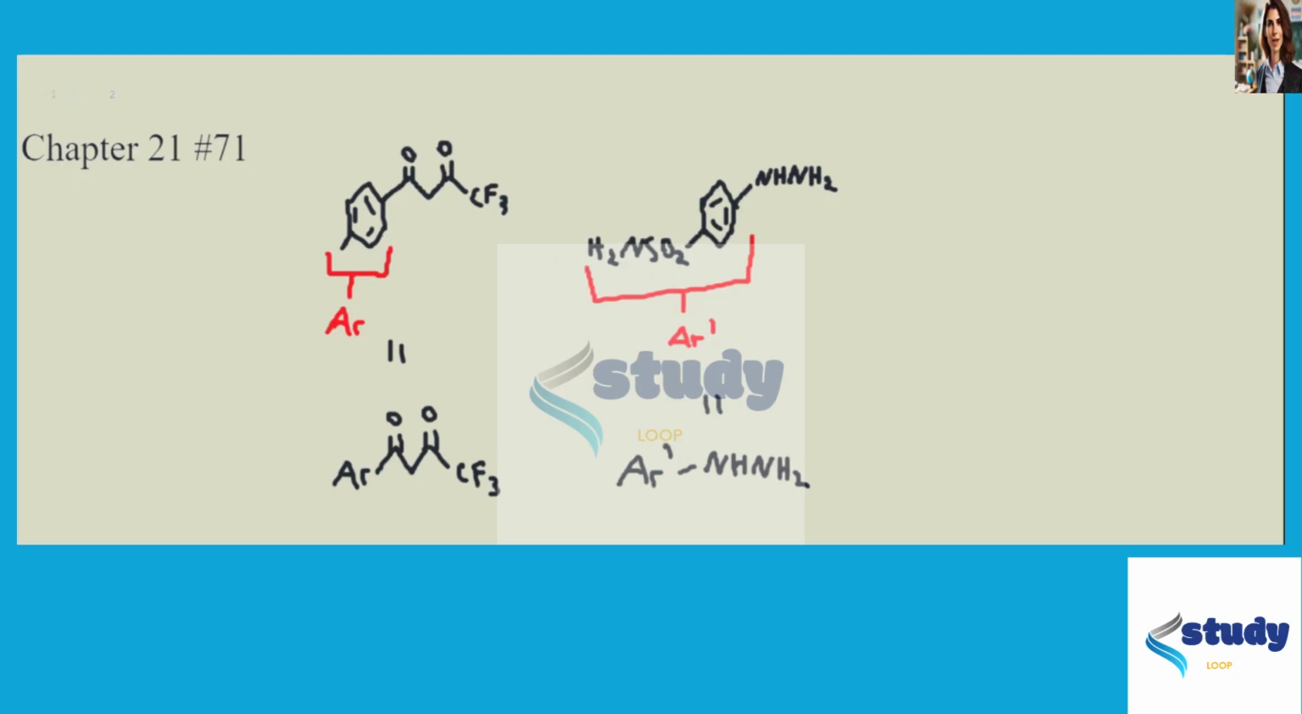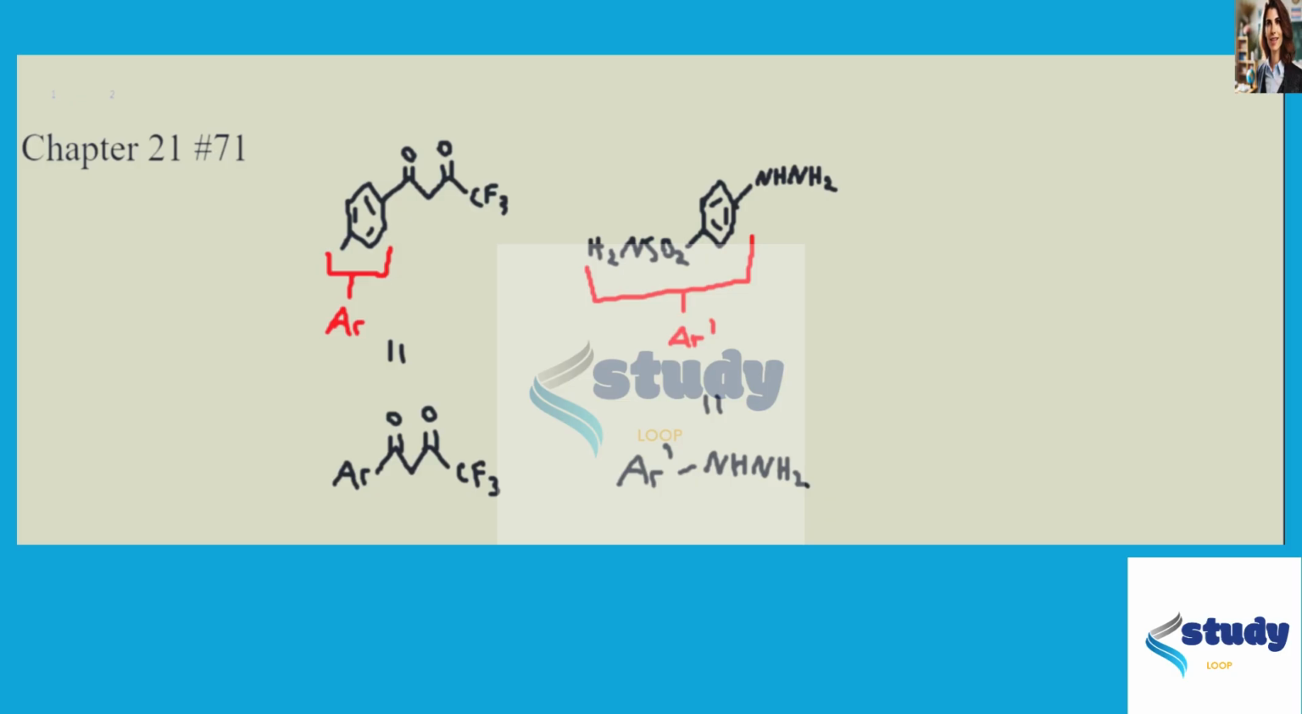This is the answer to Chapter 21, problem number 71 from the Smith Organic Chemistry textbook. And this problem introduces Celebrex, or celecoxib, which is the trade name Celebrex. And we're asked to draw a stepwise mechanism for this reaction in the synthesis of the drug. And so this is a pretty serious mechanism.